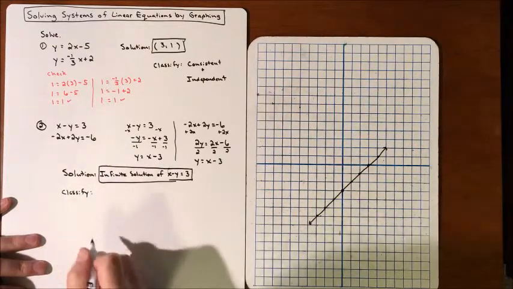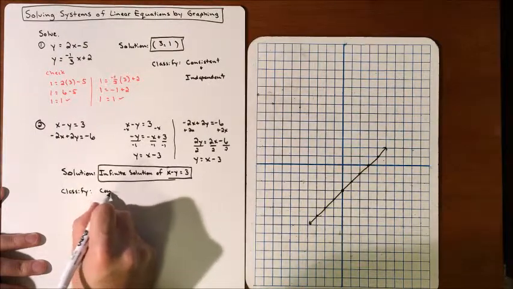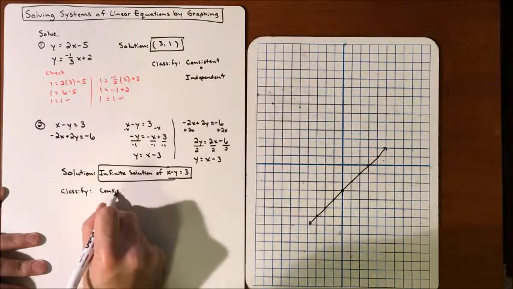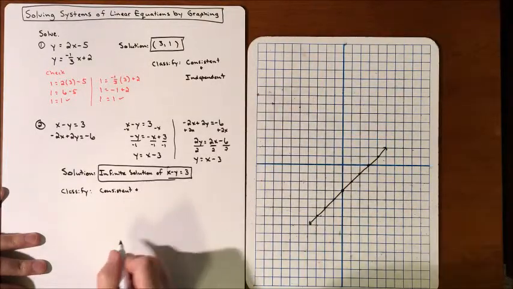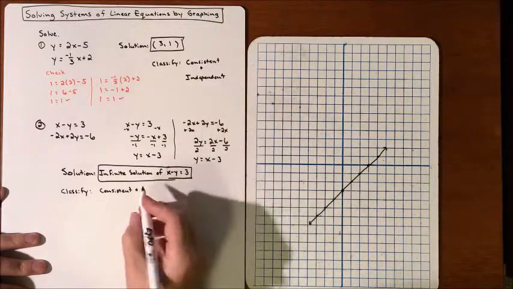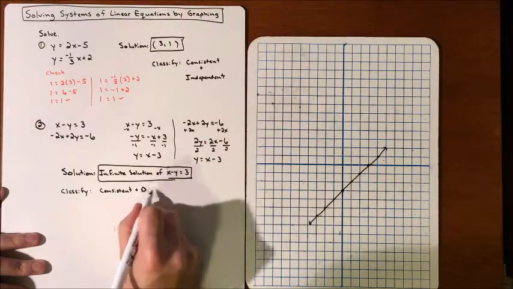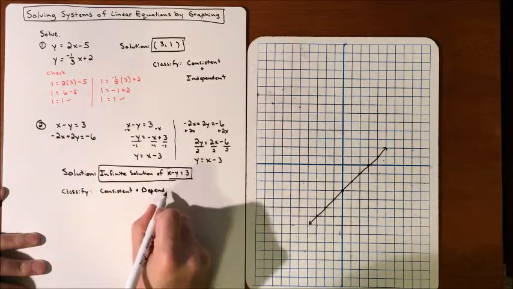So first question is, do we have a solution? Yes, we have infinite solutions. So it is consistent. And we don't just have one solution, which is what independent suggests, we have infinite solutions. So it is consistent and dependent.